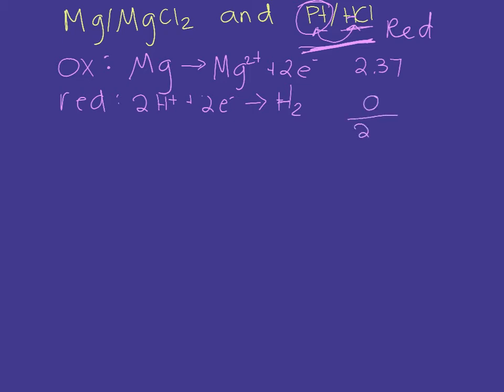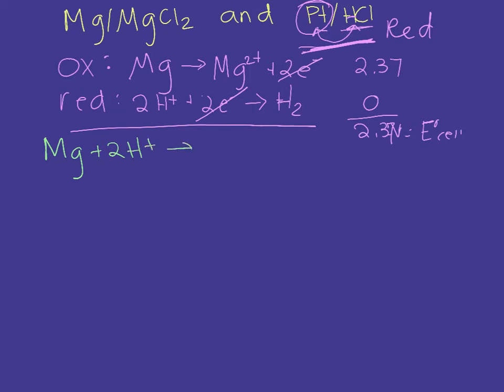So when we add the two of these together, we get 2.37 volts, and that's our E cell value. That's how much voltage we'll produce if everything is at 1 molar, 25 degrees C, and 1 atm of pressure. Let's go ahead and add these up. There's 2 electrons here and 2 electrons here, so we don't need to multiply through by anything. We can just write our net ionic equation: magnesium plus 2H+ gives us Mg2+ plus H2. So again, it's really similar to a single replacement reaction.